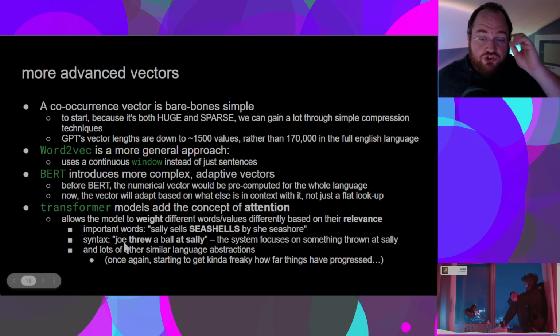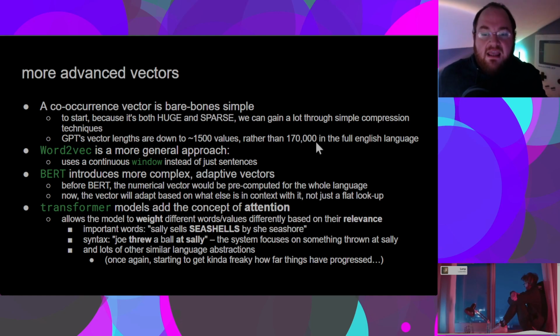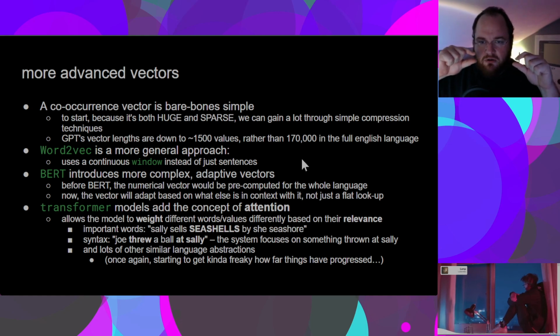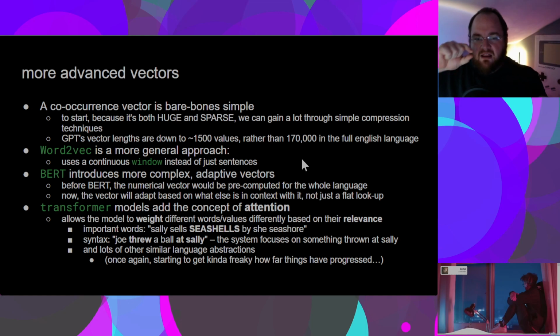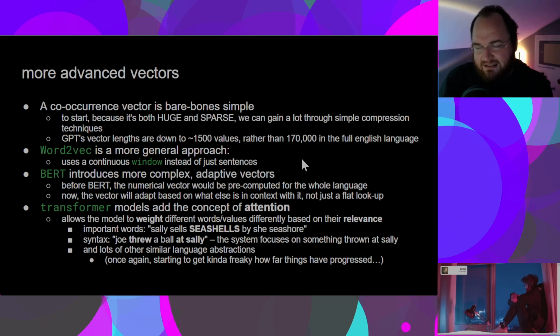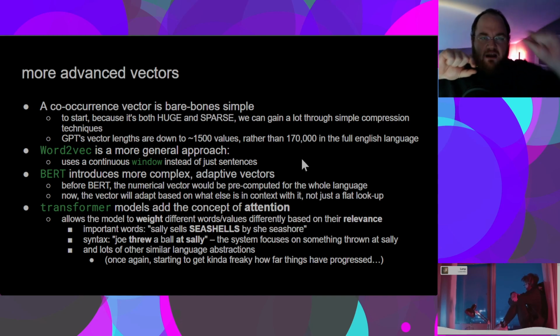Also things like syntax. So knowing that Joe threw the ball at Sally, the system doesn't just say, Sally's right next to at, Sally and at are very important. It's a little bit more nuanced than that. The attention mechanism is able to show, okay, wait, Sally is an object here. I've never been great at the syntax. Either the direct object or something similar, right? Sally is having something happen to her. Let's go find out what it was.